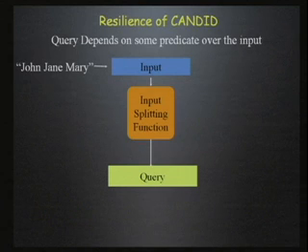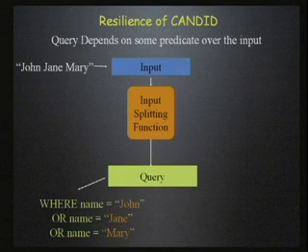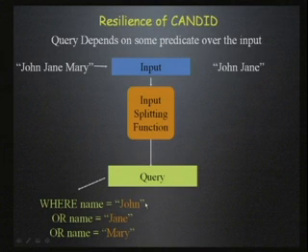So let's look at another situation where the query depends on some predicate over the input. Let's say the input is John, Jane, Mary, and what the application does is count the number of words in the input and construct a query based on the number of words, like a natural language search, for instance. So the query, and I'm only showing the where clause here, is name equals John, name equals Jane, or name equals Mary. Right? So let's look at what CANDID does.